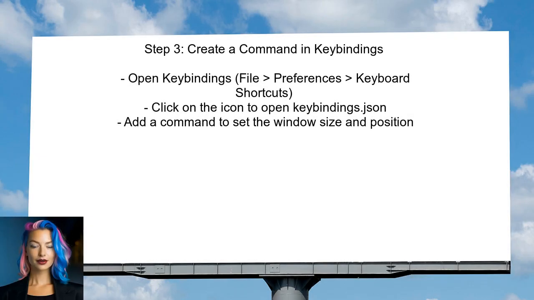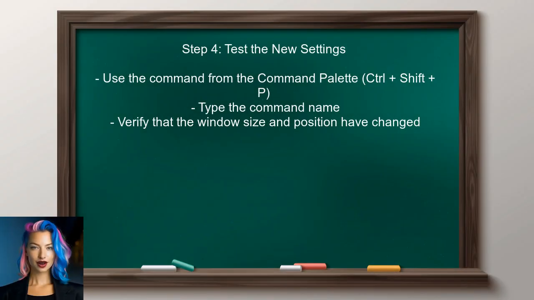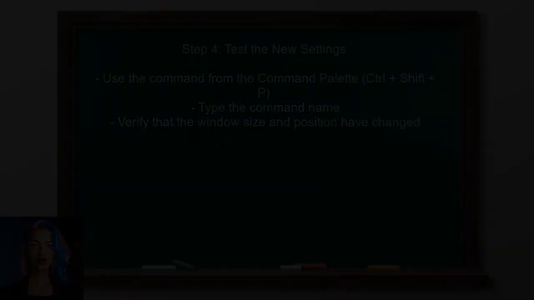Next, the user can create a command to apply these settings. This is done by adding a command to the keybindings file. Finally, the user can test the new settings by using the command they created. This will adjust the window size and position as specified.